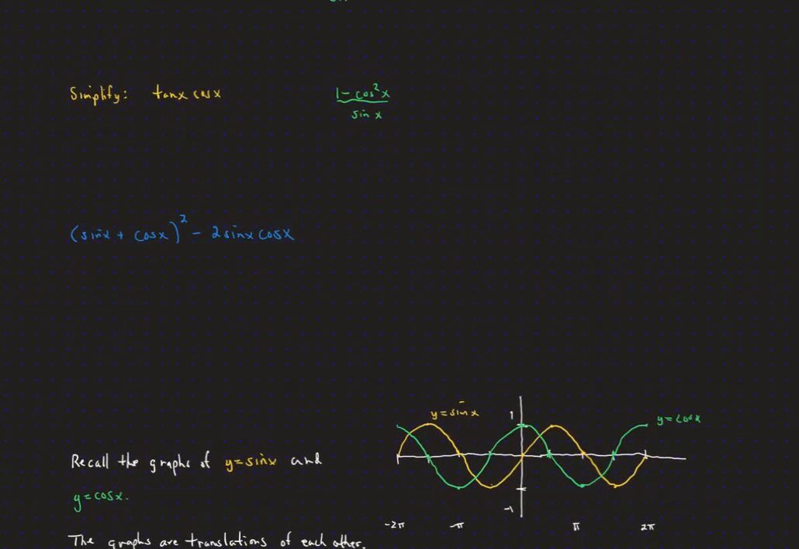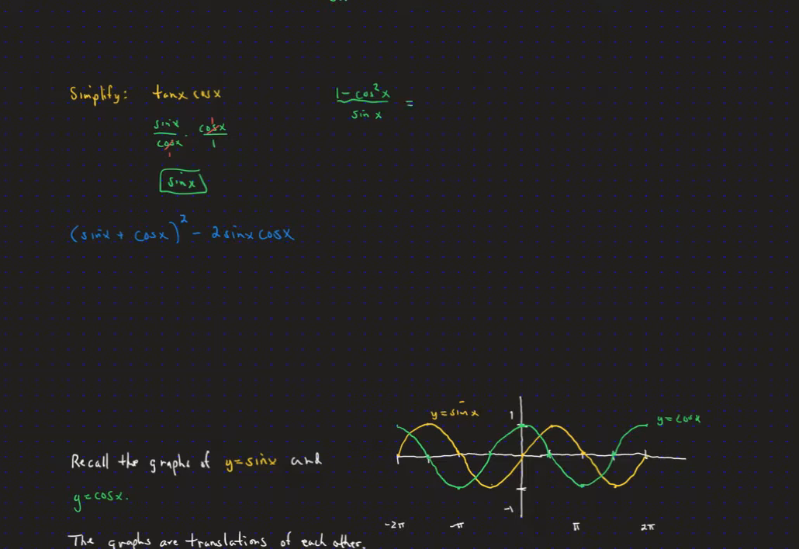To simplify tangent x times cosine x, we can rewrite tangent x as sine x over cosine x, because that's what a tangent is. That is multiplying that cosine x. When we decompose that tangent x into sine over cosine, we can then cancel the cosines and see that tangent x times cosine x is the same thing as sine x. That's a simplified version of that.